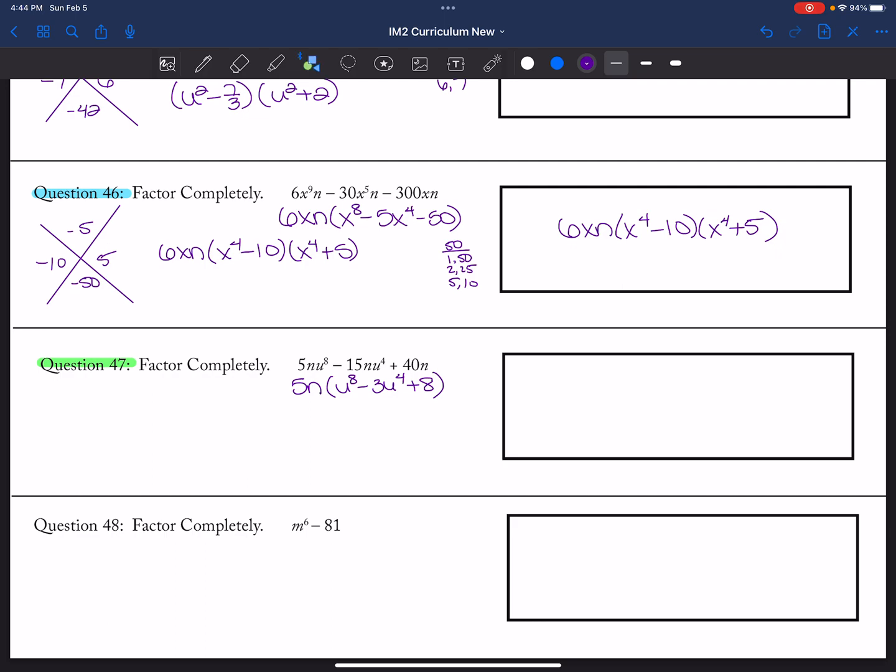So then my factors. So I'm looking at a negative 3 on the top, and an 8 on the bottom. So then I want no factors of 8 are going to work to give me a negative 3 in the middle. So this is prime. And that is it for all the odd numbered questions.